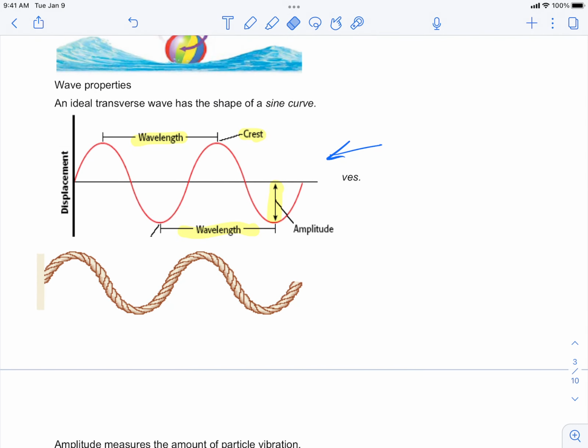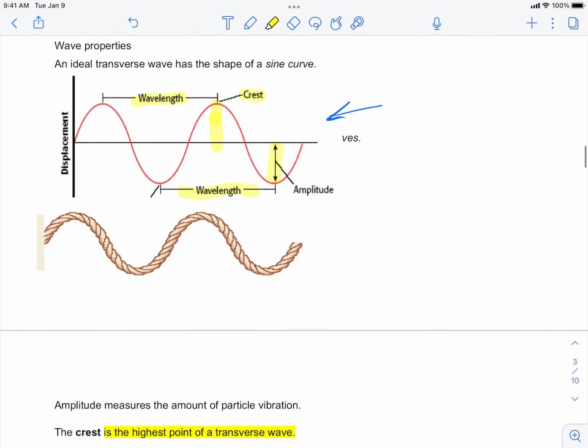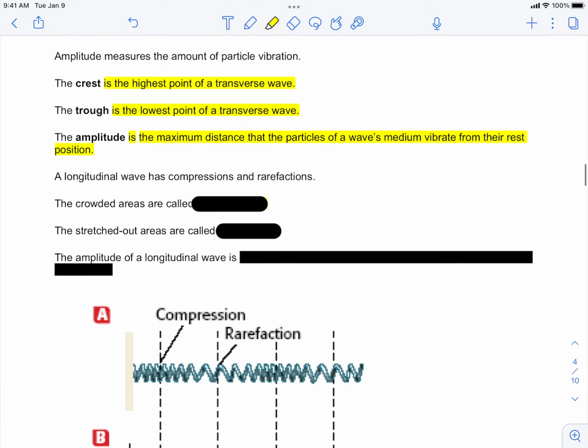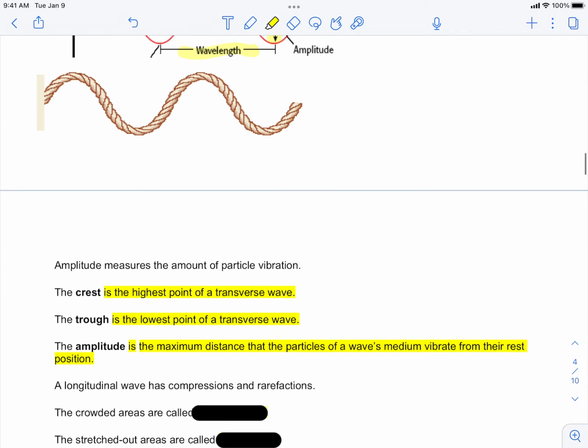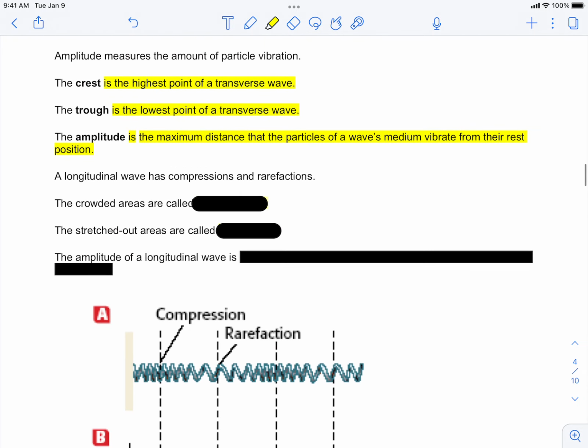You can measure amplitude there where it's highlighted, or you can also measure it right here. Again, it's just the distance from the middle to the highest point, or from the middle to the lowest point. And it's the same on both sides, and that's called the amplitude. And if it's a spring, which would be a longitudinal wave, this wave is a transverse wave. A longitudinal wave is a spring.